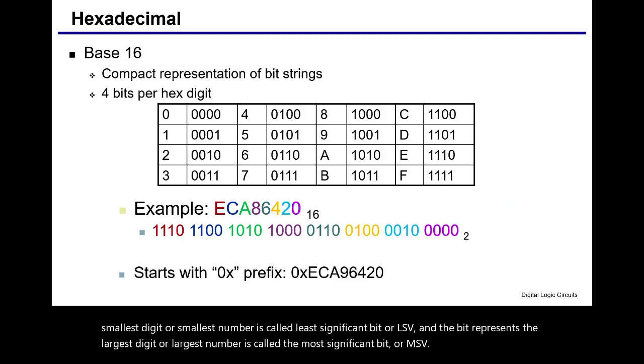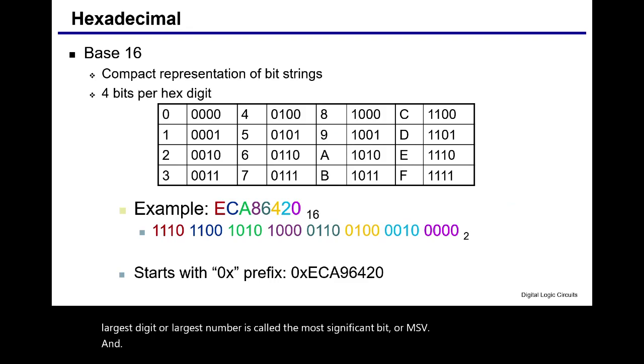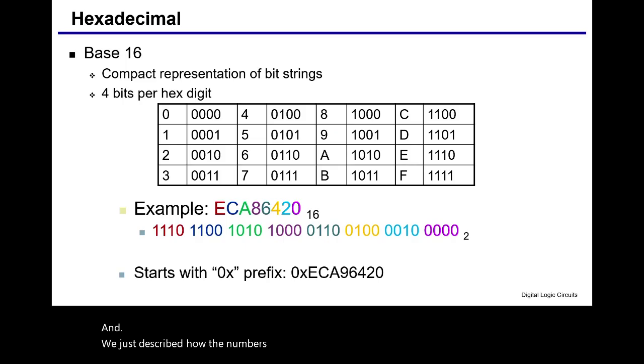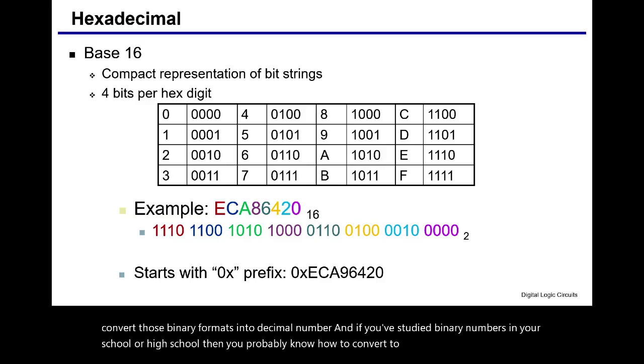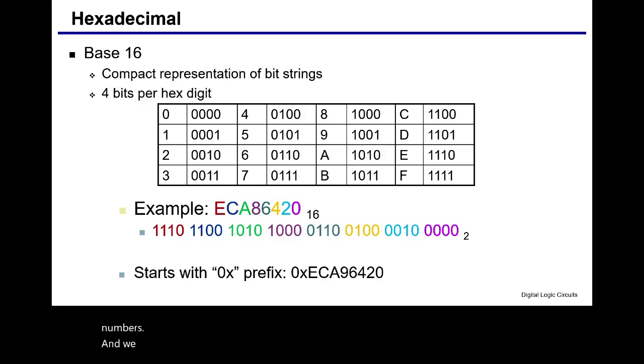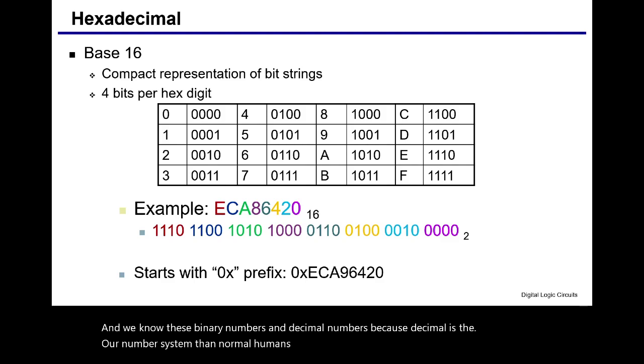So, we just described how the numbers are written in binary format, and we also know how to convert those binary formats into decimal numbers. And if you studied binary numbers in middle school or high school, then you probably know how to convert decimal into binary numbers. Decimal is the number system that normal humans use, and binary is the actual way the numbers are represented in hardware.